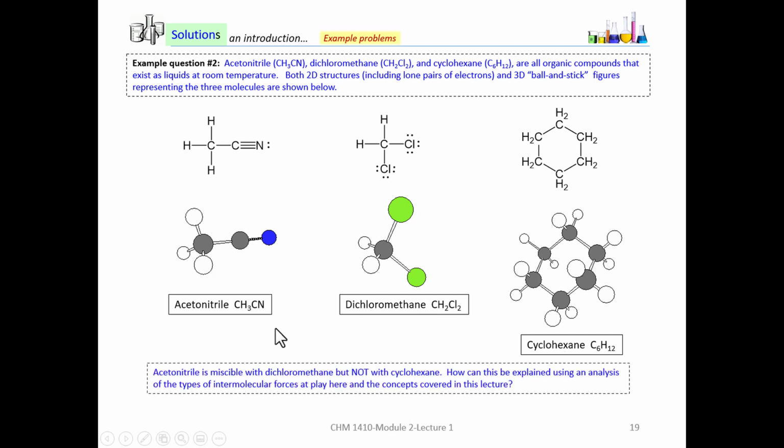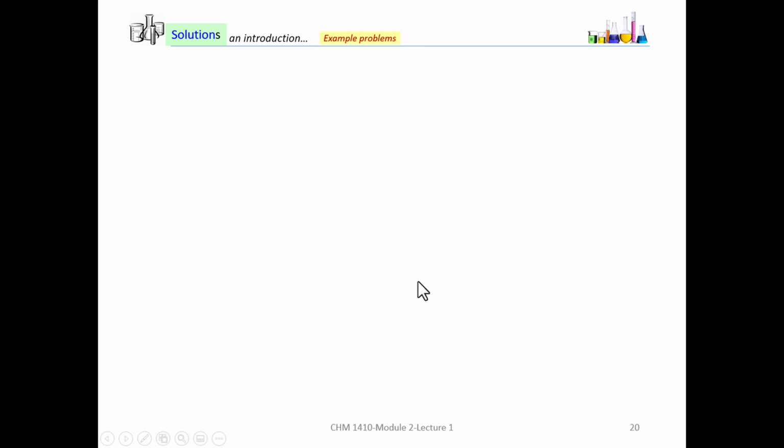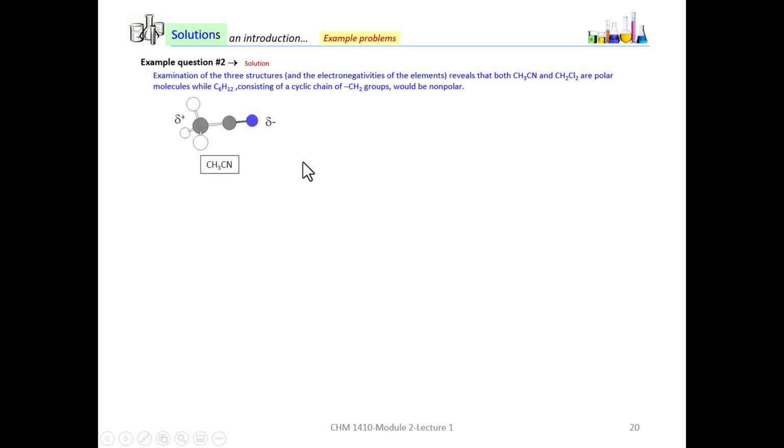It turns out that acetonitrile is miscible with dichloromethane, so these two liquids mix quite nicely. But acetonitrile is not miscible, does not mix well with cyclohexane. So how can this be explained using an analysis of the types of intermolecular forces at play here in the concepts covered in this lecture? So let's take a little closer look at the structures of these 3 molecules.